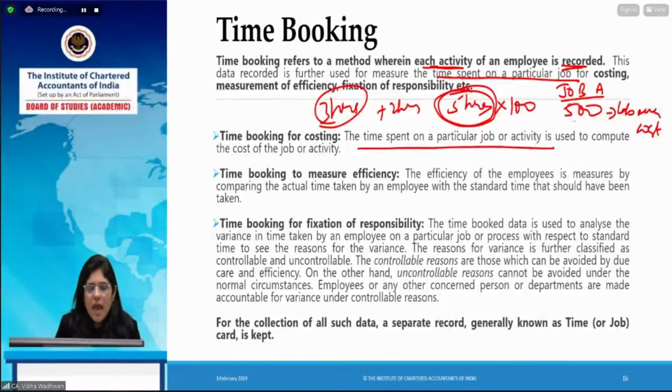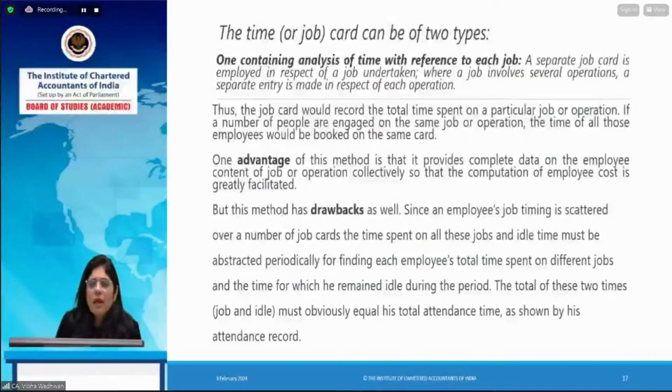All right. And fixation of responsibility. Of course, if he's taking extra time and repeatedly he's taking extra time, then he has to be monitored. He should be answerable. He should be responsible that why he's taking extra time every time. So again, for the collection of such data, we have two types of information and two types of cards a time booking department can make, a time card or a job card. Clear? So time card means a time or a job card.